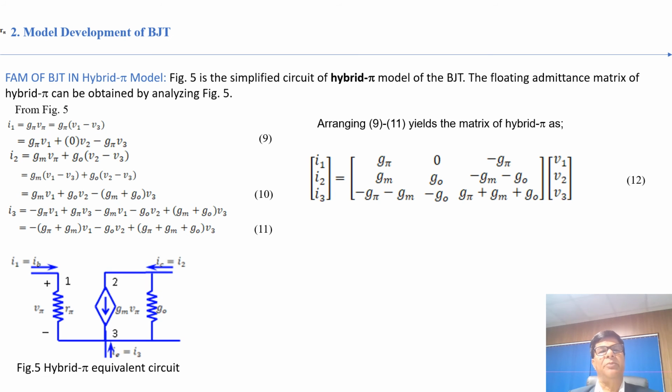Now the floating admittance matrix of the BJT in the hybrid pi model. Similarly, as seen in figure 5, the simplified circuit of the hybrid pi model of the BJT, the floating admittance matrix of the hybrid pi can be obtained by analyzing figure 5. Here also we can see I1, I2 and I3 as shown in equations 9, 10, 11, and then arranging 9 to 11 yields the matrix of the circuit as equation 12.